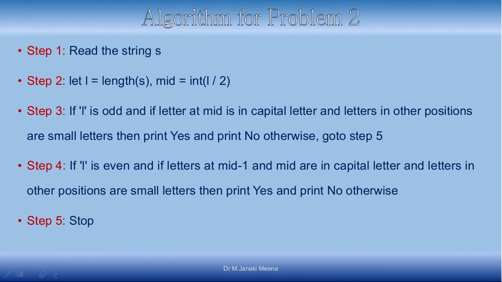So now we will just implement the algorithm. A fast rush through the algorithm is: you have to read the string, find the length, find the mid. If L is odd, that is if the length is odd, then mid is going to be in capital letter and all other letters are going to be in small letter. Then you will print yes, otherwise you will print no. If L is even, then you have to check letters at mid minus 1, I have written the algorithm as per programmatic interpretation, and mid are going to be in capital letter and letters in other positions are going to be in small letter. Then you will say yes because it is in camel case, otherwise you will say no, right.